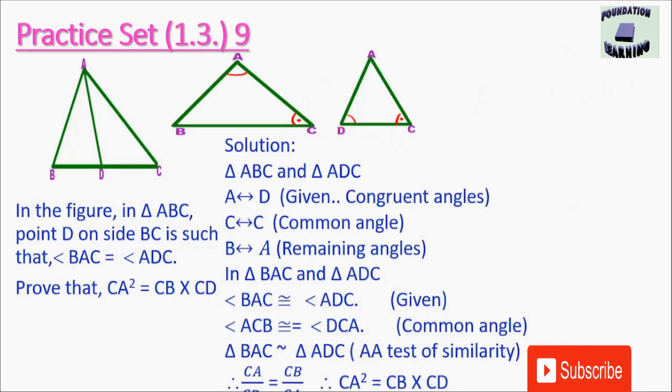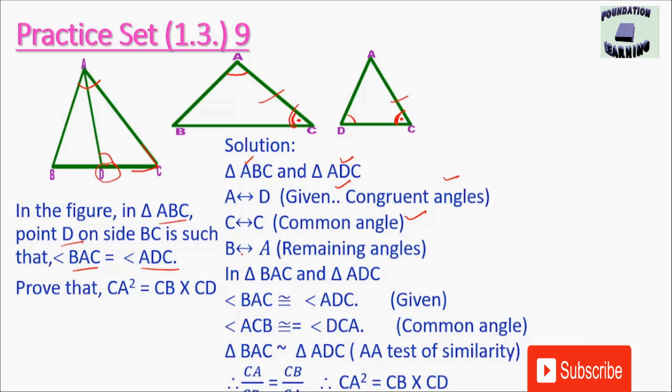Okay, so let's understand it nicely once again. In triangle ABC, point D is on side BC. Angle BAC is congruent to angle ADC. So what we have done, we have taken these two triangles, ABC and ADC, separately. Now we will write the one-to-one correspondence. A is congruent to D. Why? It's given here, angle BAC is congruent to ADC. So it's given they are congruent angles. C is congruent to C because it's a common angle in both the triangles.